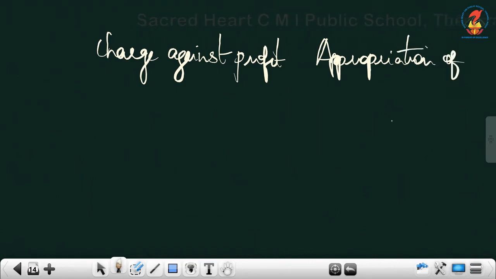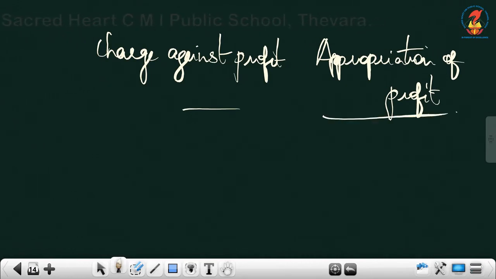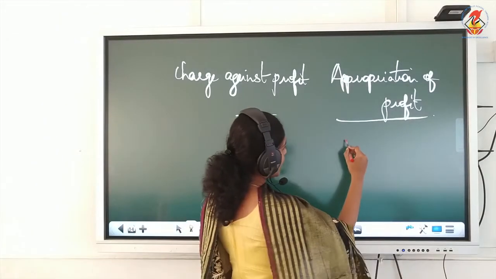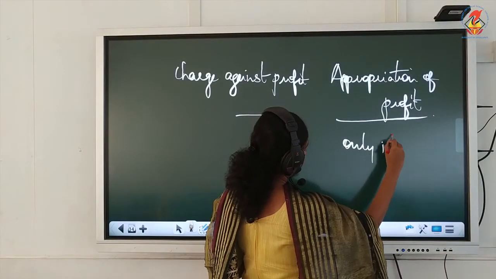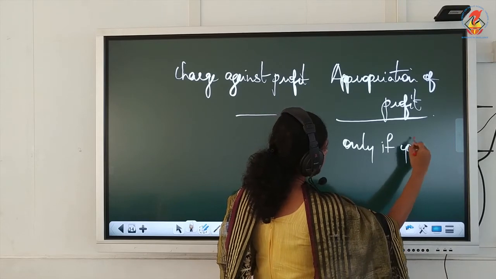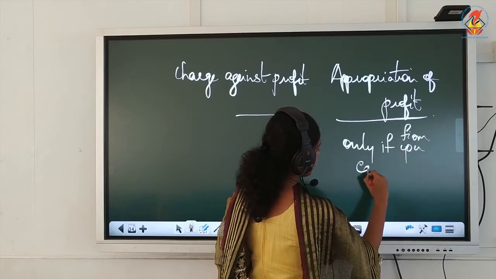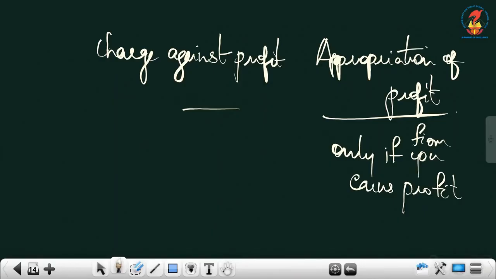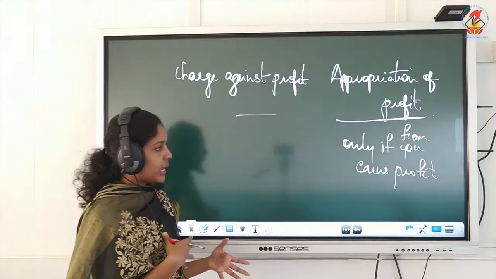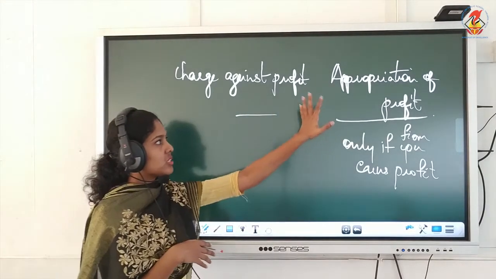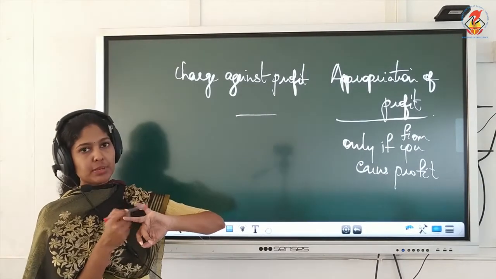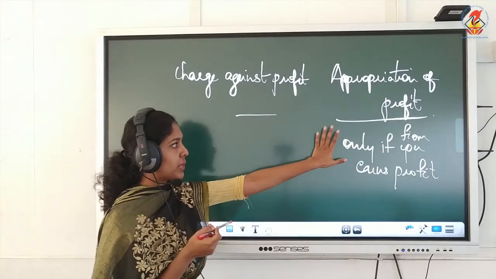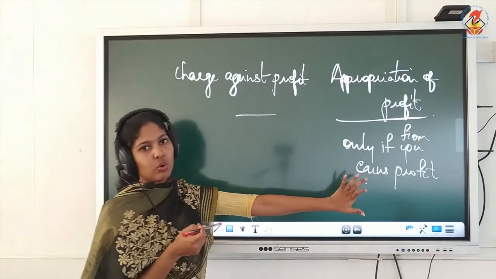Charge against profit and appropriation of profit. Appropriation, as we saw now, is the distribution of profit, and you need to distribute only if the firm earns a profit. If it is a loss, there is no need to show salary, commission and so on, because we can't pay salary or commission if it is a loss. So that is called appropriation of profit. Interest on capital, salary, commission, all those items are appropriations that will be paid only if you have a profit.